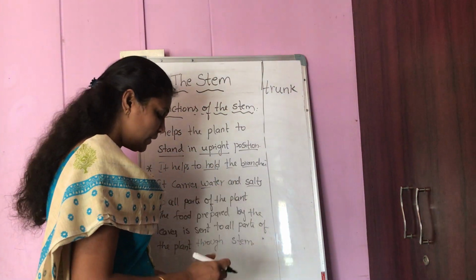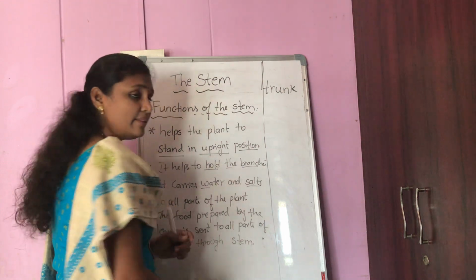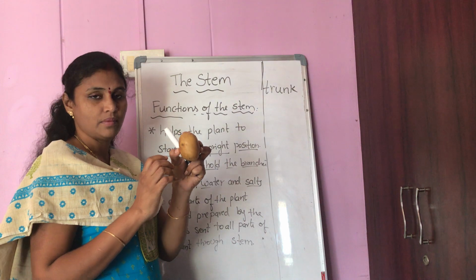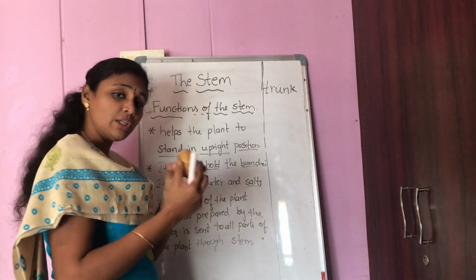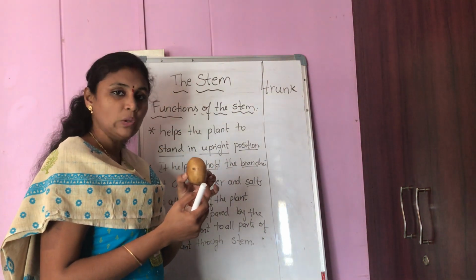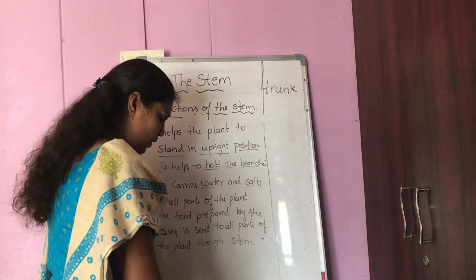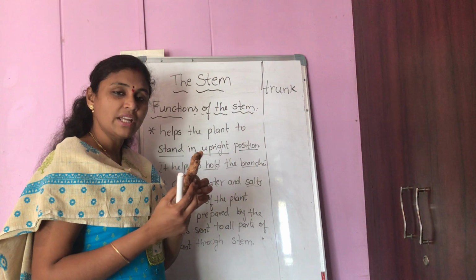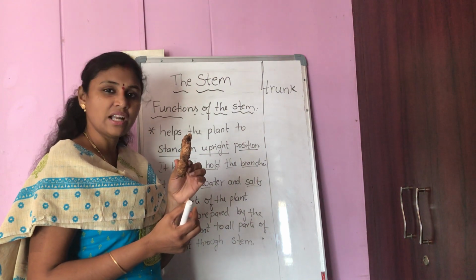Now here I'll be showing another one. This also comes under stem. And where does it grow? It grows below the ground. What is this? Ginger. Where does it grow? It grows below the ground.